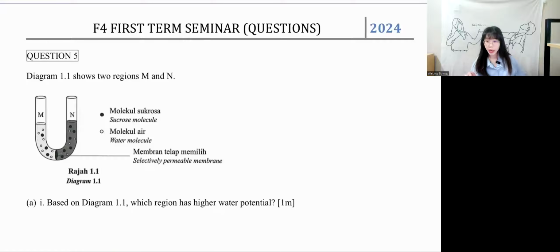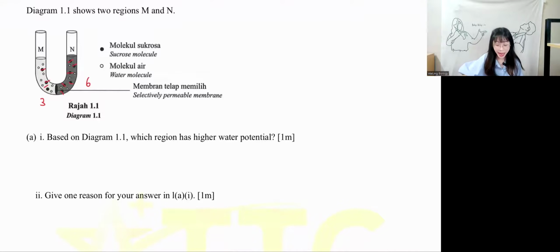Look at question 5, okay? Question 5, we're going to do this together. 1.1 shows two regions M and N. Based on 1.1, which region has a higher water potential? We're going to count the number of sucrose in the diagram first. How many sucrose do you have in M? 1, 2, 3, 3, right? How many in N? 1, 2, 3, 4, 5, 6, 6, right? So as to compare, the one with lesser sugar will have more water. So the answer is M.